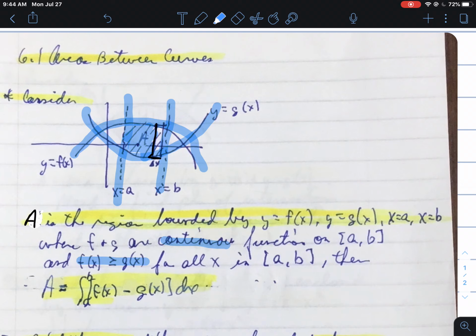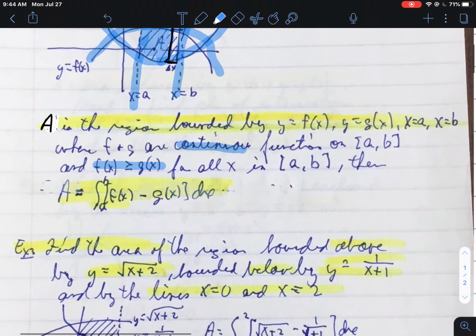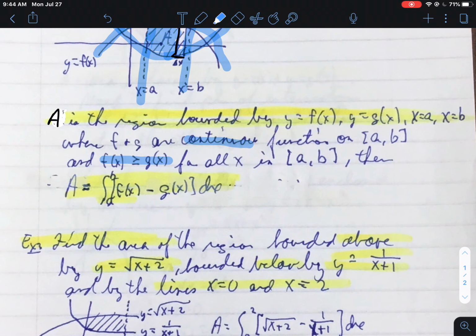Then I could say that the area bounded by those two curves is given by that integral from a to b of f of x minus g of x. So the only difference here is instead of just integrating with an integrand of our function f of x, it's the difference between our two functions, f of x minus g of x.